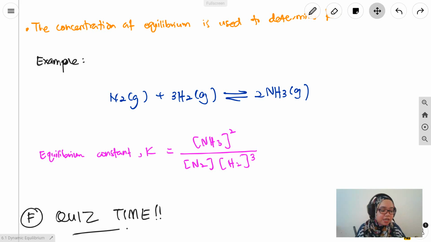Okay, so actually that is all for chapter 6.1. It's very simple. We just need to know the meaning of reversible reaction, how to interpret the curve of concentration versus time. You have to understand the characteristics of dynamic equilibrium, and lastly, you need to understand the expression for equilibrium constant K.